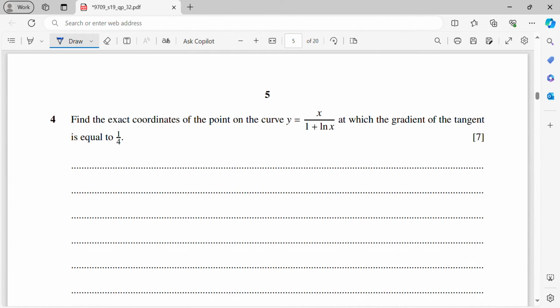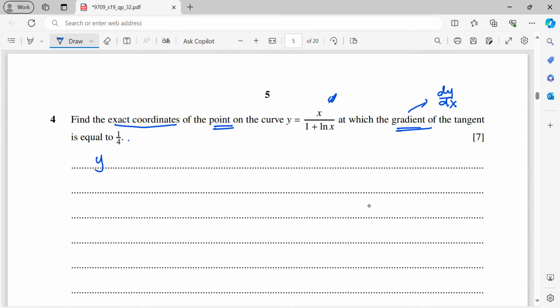Okay, so for question number 4, find the exact coordinates of the point, that means only one point, on the curve y equals x over 1 plus ln x, at which the gradient of the tangent, so gradient of tangent or just simply gradient, that is basically dy over dx, is equal to 1 over 4.